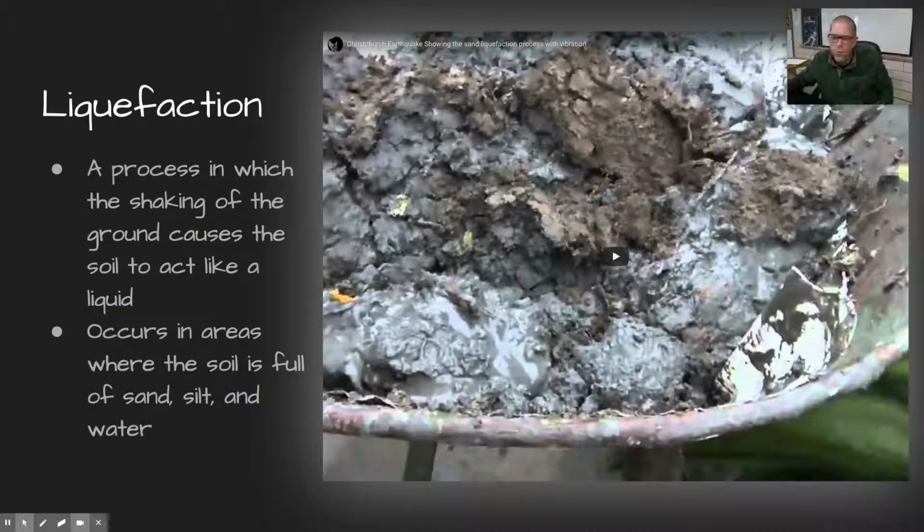All right. Now, when he starts pushing the wheelbarrow, I want you to focus on the material at the bottom of the wheelbarrow here. Okay. So I'm going to sit back, play this video, and let's see how liquefaction happens.